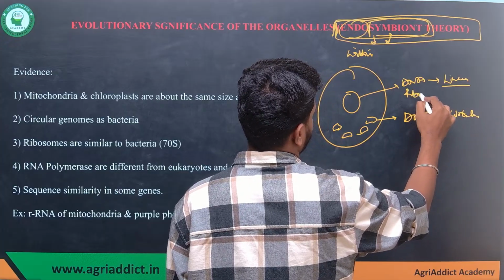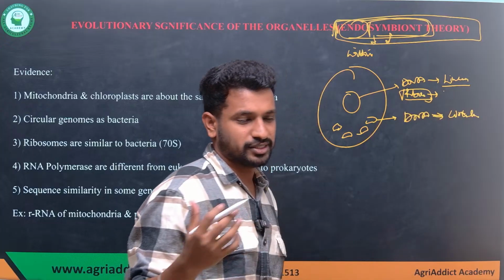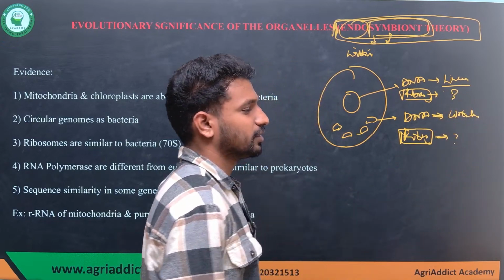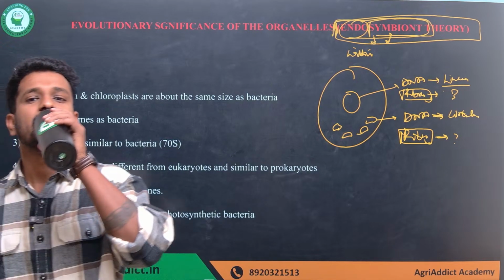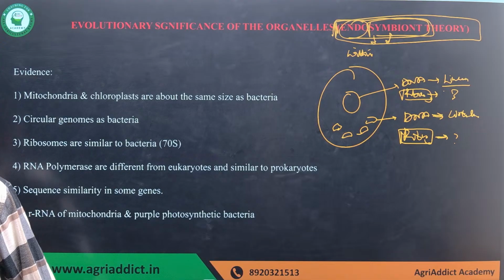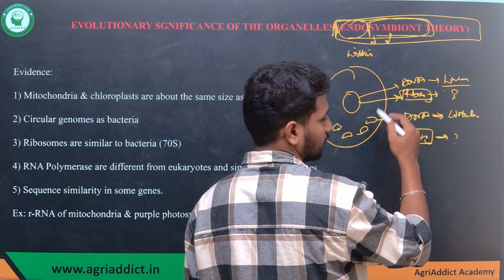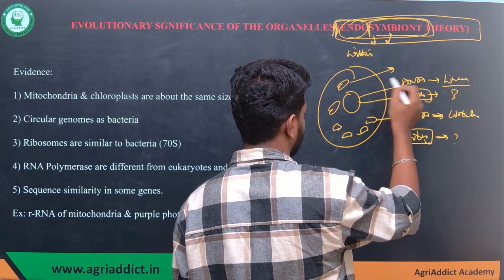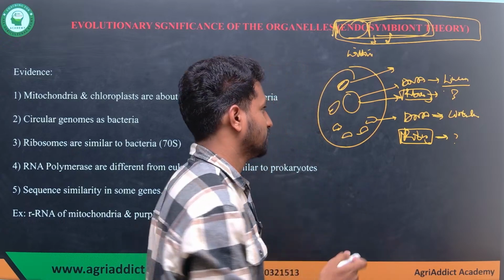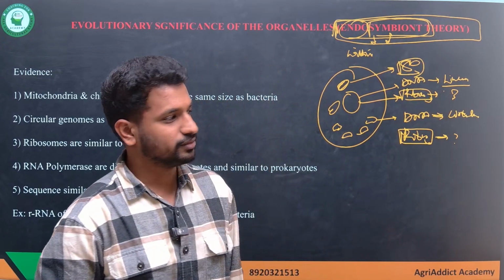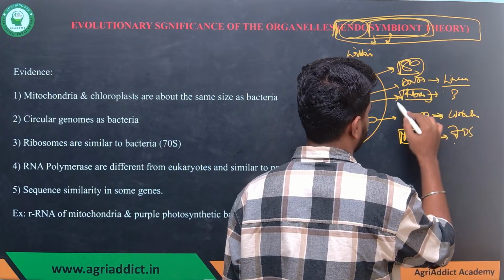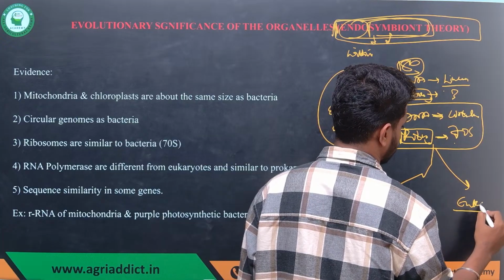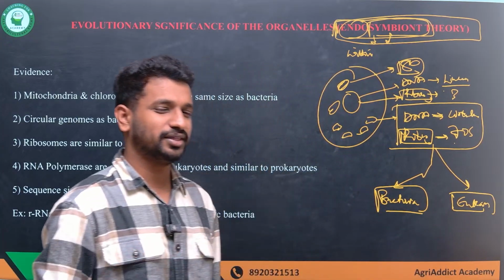And the ribosomes: what is the sedimentation coefficient of ribosomes in eukaryotes, and what is it in prokaryotes? Is it the same or different? The ribosomes present in the eukaryotes, outside the nucleus, are 80S. But what about the ones in the cell organelles? Whether it is 80S or 70S? Yes, it is 70S. So just consider these two characters. Are they matching with the bacterial cell or the eukaryotic cell? Yes, they match with the prokaryotic cell, which is the bacterial cell.